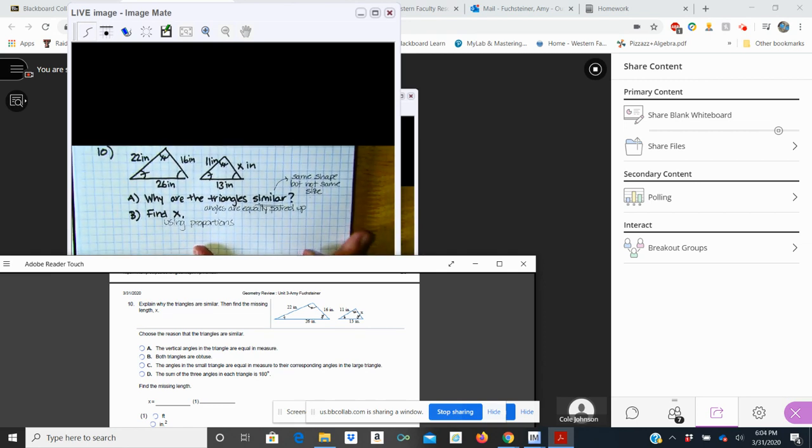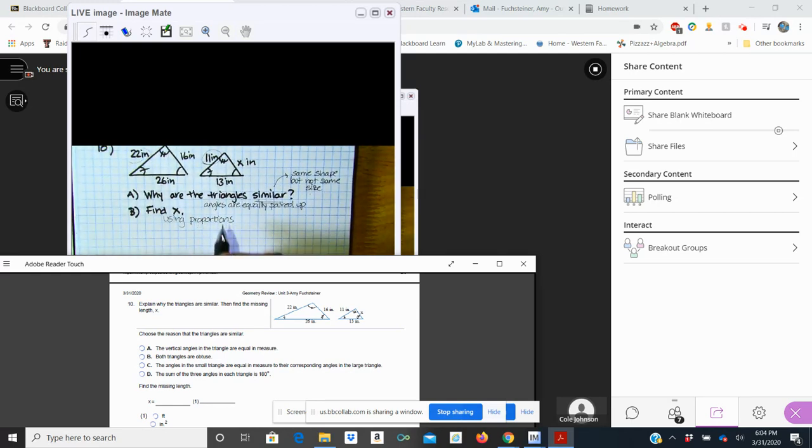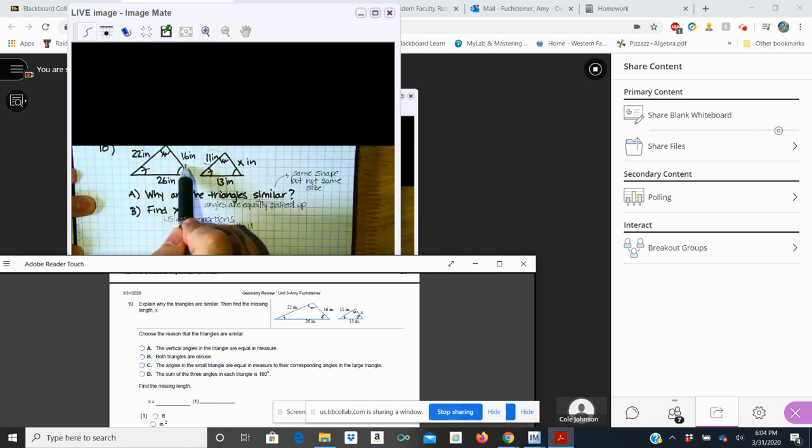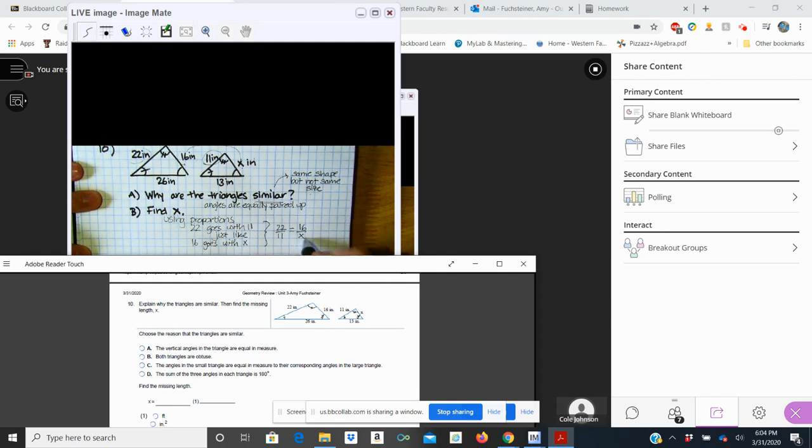That is, sorry, that went off screen. 22 goes with 11. Just like, because I need the x, I'm going to do 16 goes with x. This gives us a proportion of 22 over 11 is equal to 16 over x.